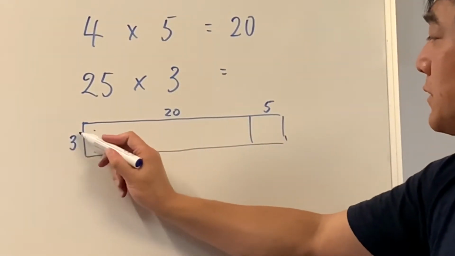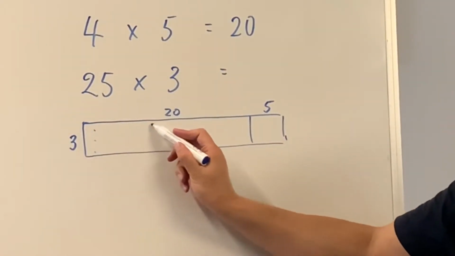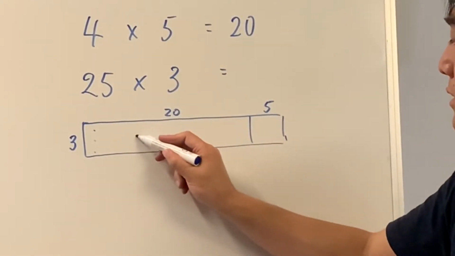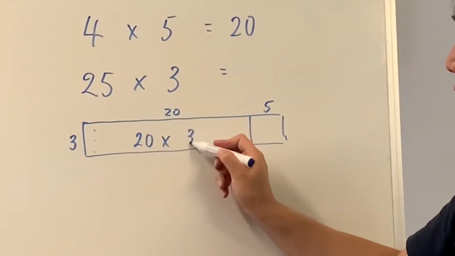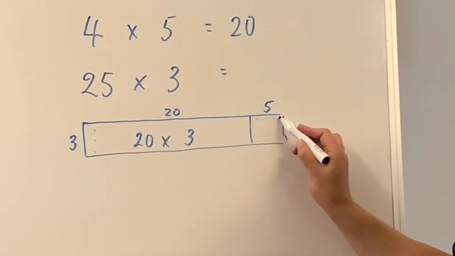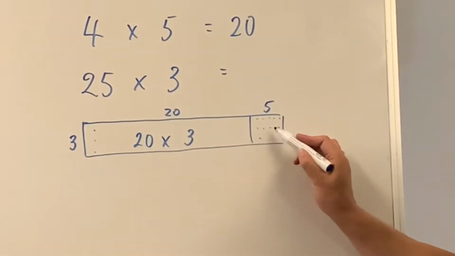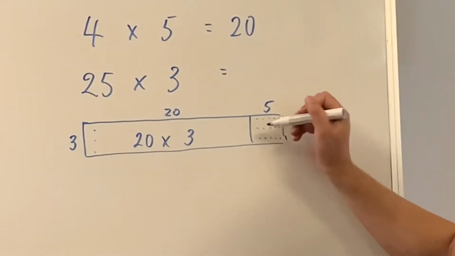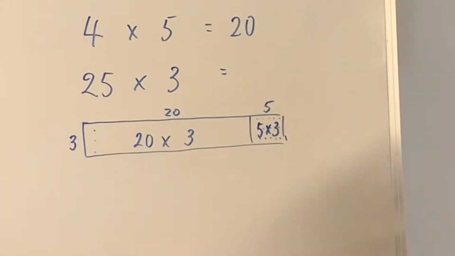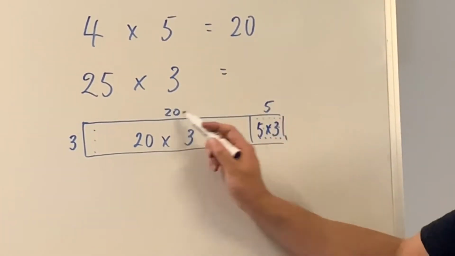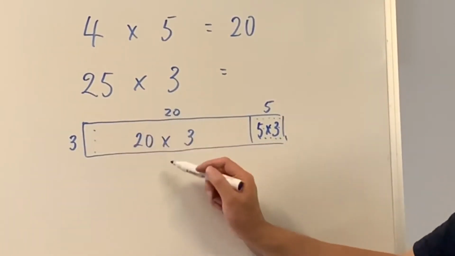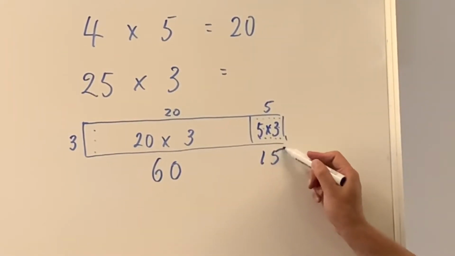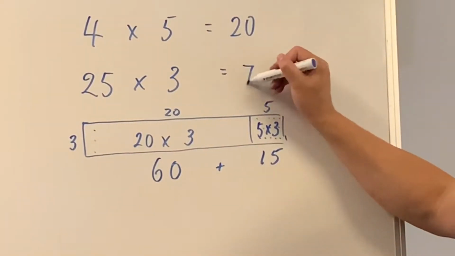Now, here I have 20 dots and 3 rows. So this part is 20 times 3. I have 5 dots here and I have 3 rows. I have 5 times 3 here. So 20 times 3 dots here, that's 60. This is 5 times 3 is 15. When you add them together, this is 75.